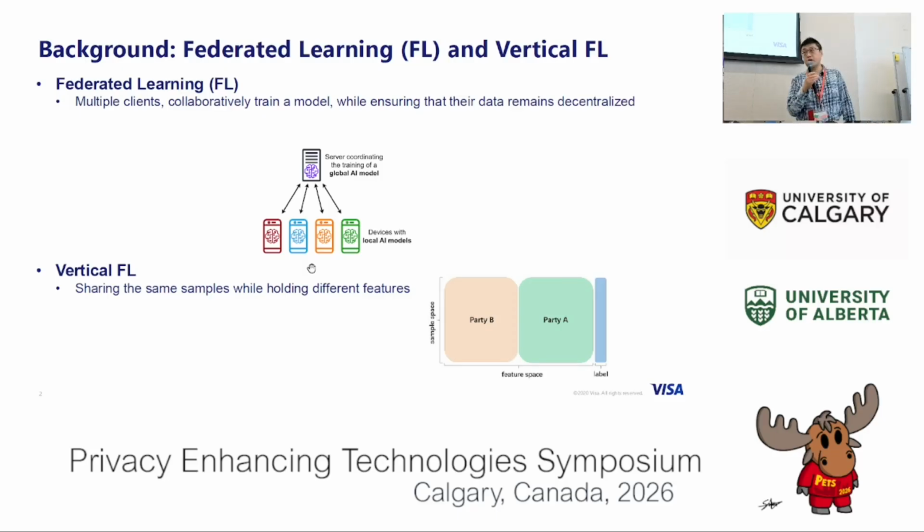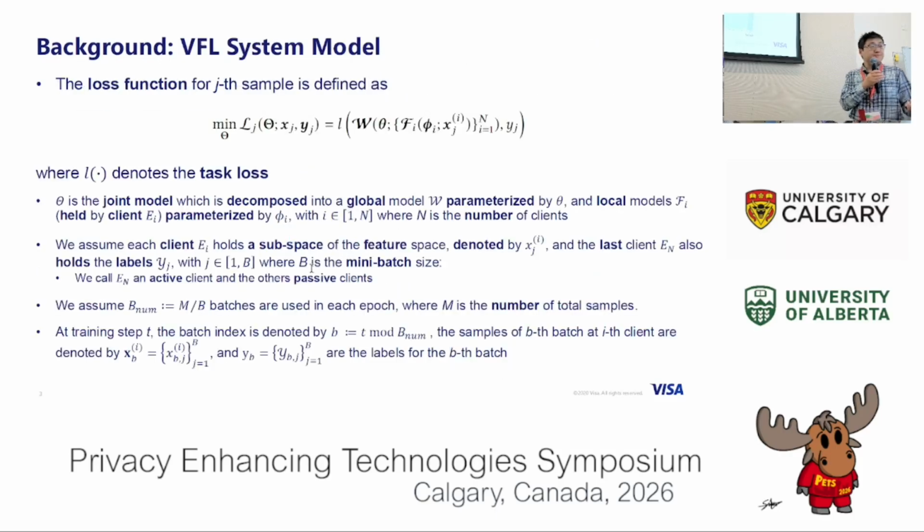So VFL, the vertical FL, is a special case of FL, in which the clients share the same samples, but each of them holds different features. Like in this figure, part A and part B, client A and client B, share data from the same sample space, but each of them holds an individual feature space. And typically VFL can be defined by such a formula, as a system model.